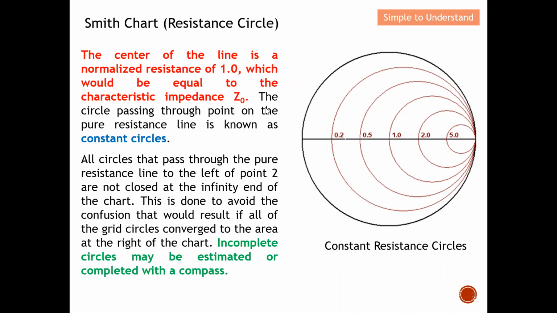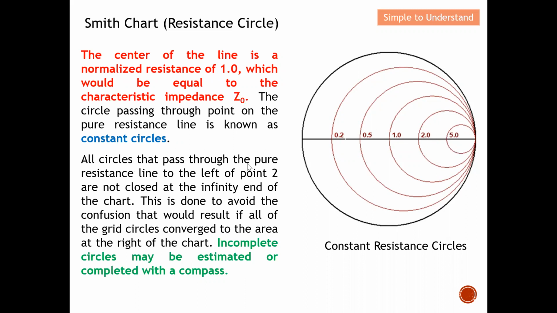The circle passing through points on the pure resistance line is known as a constant resistance circle. You can see that these are constant circle 1, 2, etc. So these are all what we call constant circles. They pass through the points on a pure resistive line. This is what we call a pure resistive line, and this is what we call a constant circle.